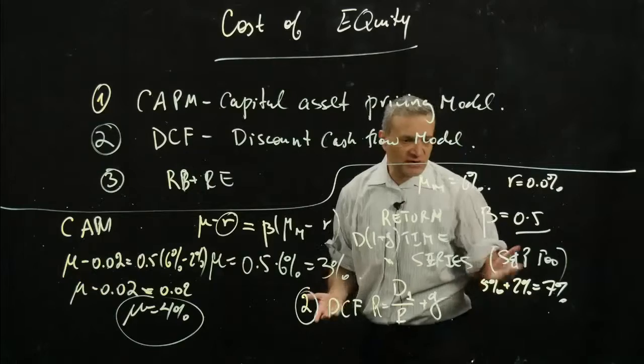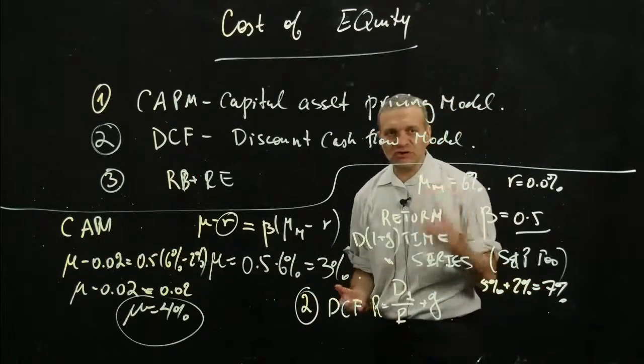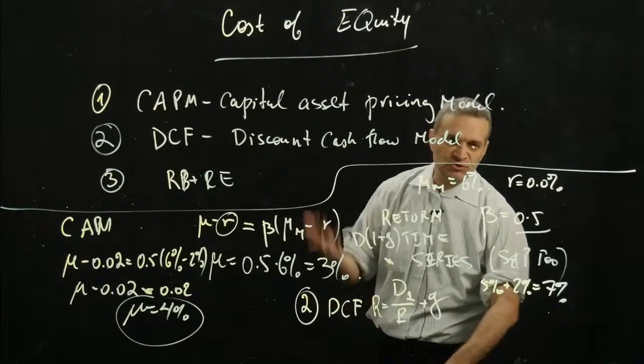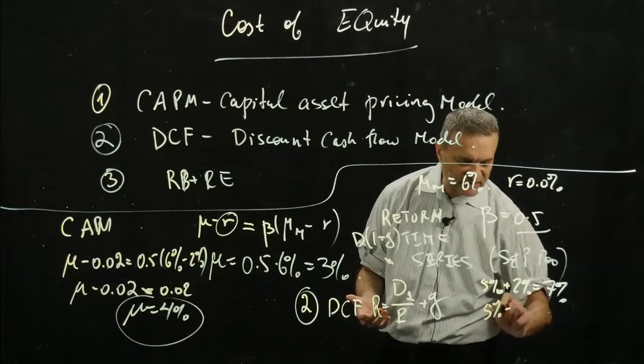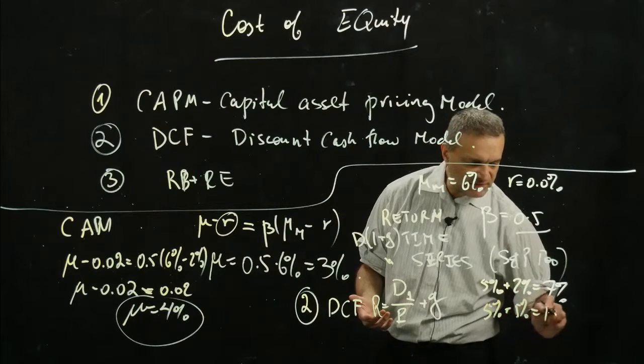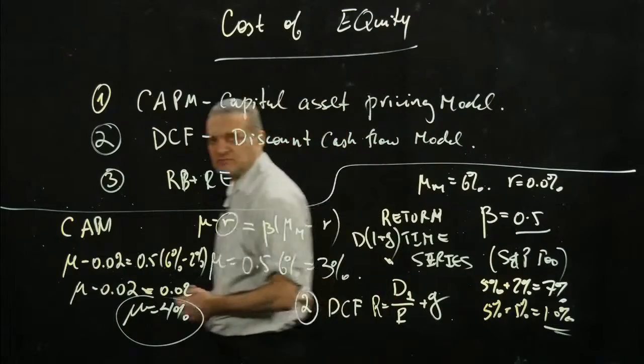So for example, let's say this was historical growth, but you are actually very bullish, and you say that future growth is going to be not 2% but 5%. So it's going to be 5% plus 5%, which is 10%, and this is going to be your cost of equity.